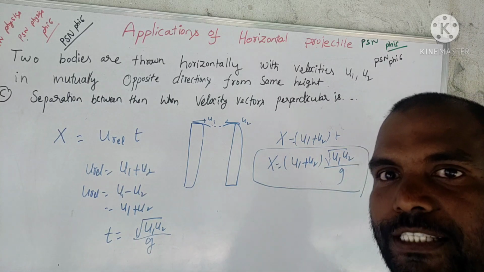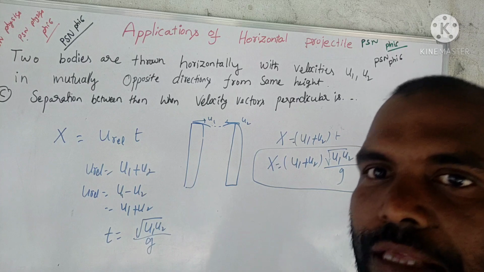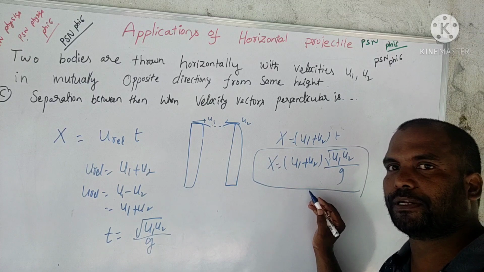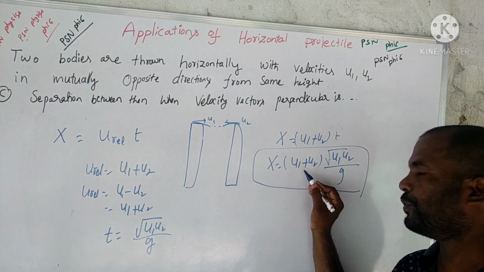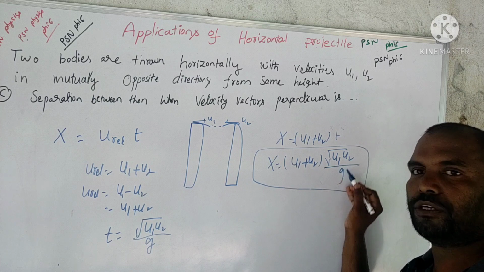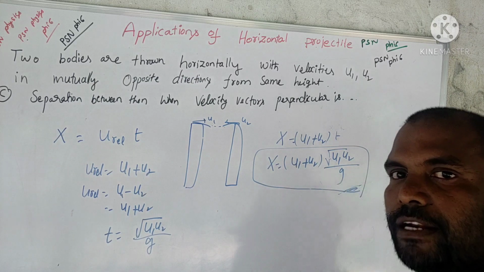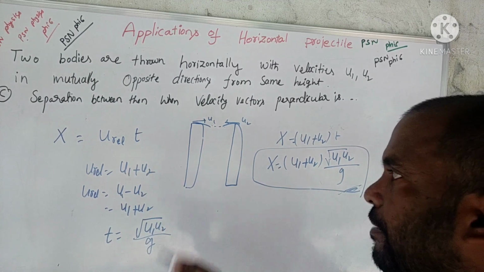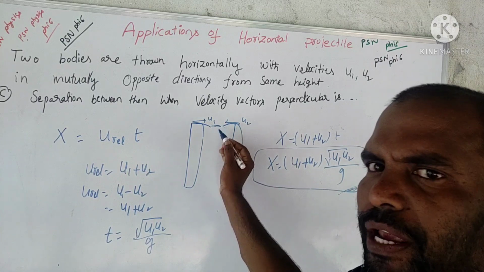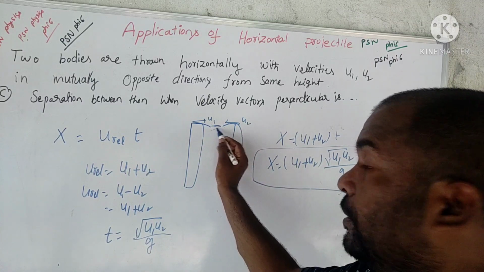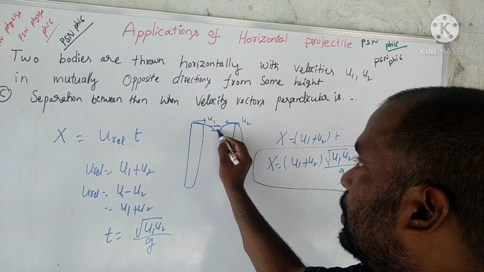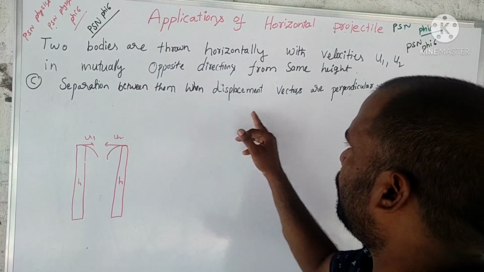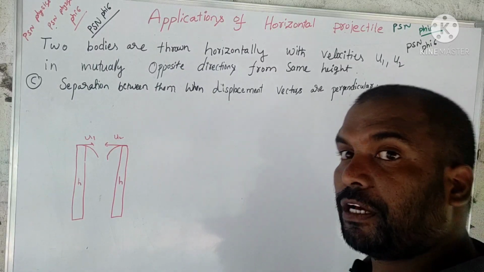If velocity vectors are perpendicular to each other, what is the separation between them? That expression is x is equal to u1 plus u2 into root over u1 u2 by g. This is the expression for the separation of two bodies when velocity vectors are perpendicular, wherever they may be after the time interval. This separation is what they are asking.